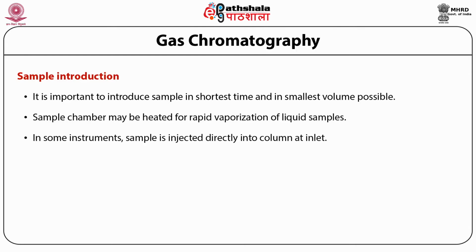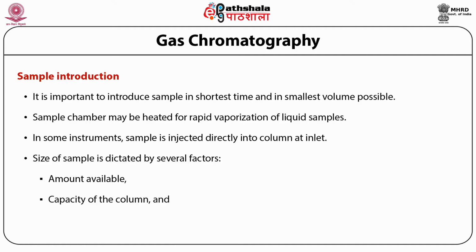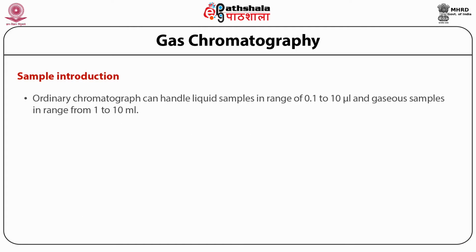In some instruments, the sample is injected directly into the column at the inlet. This is preferable for most samples unless they have a very high boiling point. The size of the sample is dictated by several factors: the amount available, the capacity of the column, and the sensitivity of the detector. The ordinary laboratory chromatograph can handle liquid samples in the range of 0.1 to 10 microliters and gaseous samples in the range from 1 to 10 ml.